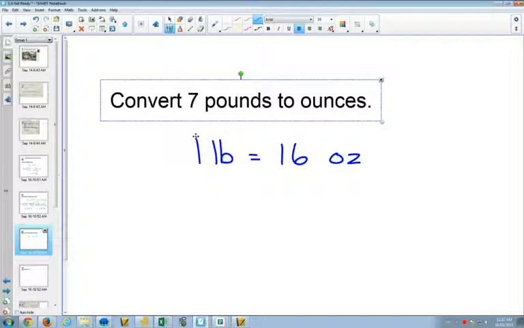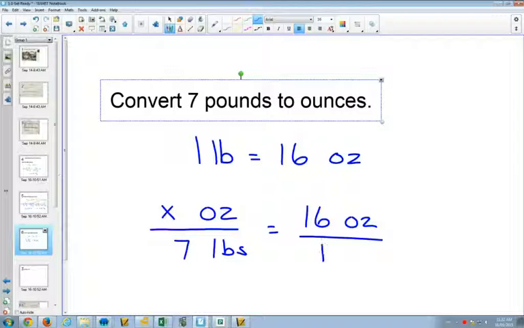Anyway, so we have 1 pound equals 16 ounces. We want to find out how many ounces, so I'll use X, is 7 pounds. Again, you might see a shortcut on how to do it right away. That's great, but let's set up our proportion because this is really going to help us with any type of conversion. We know that there are 16 ounces in 1 pound. So notice I have the ounces on the top, pounds on the bottom.